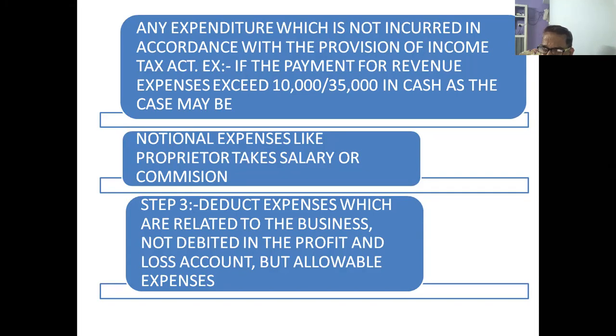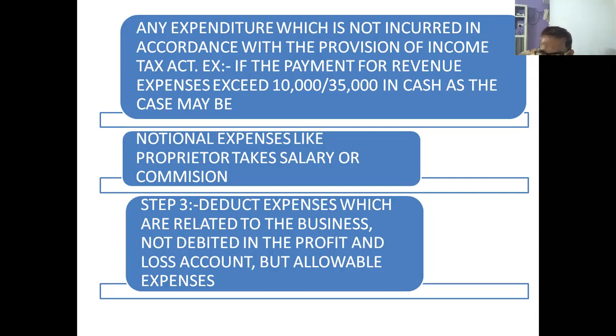Similarly, when you're paying transport charges, carriage inward or carriage outward, freight inward or freight outward, the limit is 35,000. If you cross 35,000, you have to pay by account payee cheques and demand drafts only. If you pay in cash above 10,000 or above 35,000, as the case may be, the complete value will be disallowed. The complete value should be added back to net profit.